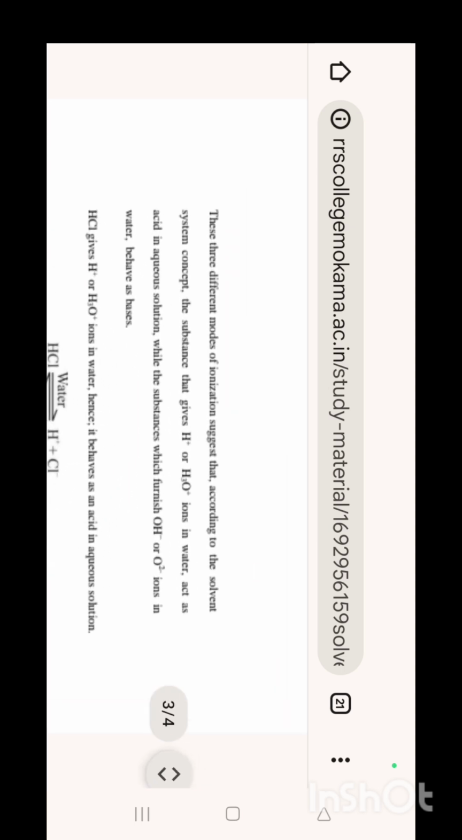Water undergoes self-ionization in the following three ways. H2O gives us H positive plus OH negative, and H positive plus H2O gives us H3O positive. 2H2O gives H3O positive plus OH minus. 3H2O gives 2H3O positive plus O2 minus. These three different modes of ionization suggest that according to the solvent system concept, the substances that give H positive or H3O positive ion in water act as acids, while the substances which furnish OH minus or O2 minus in water behave as bases. HCl gives H positive or H3O positive ions in water, hence it behaves as an acid in aqueous solution.